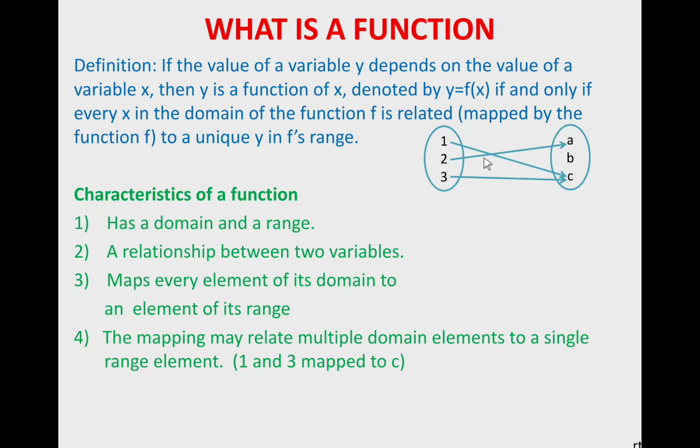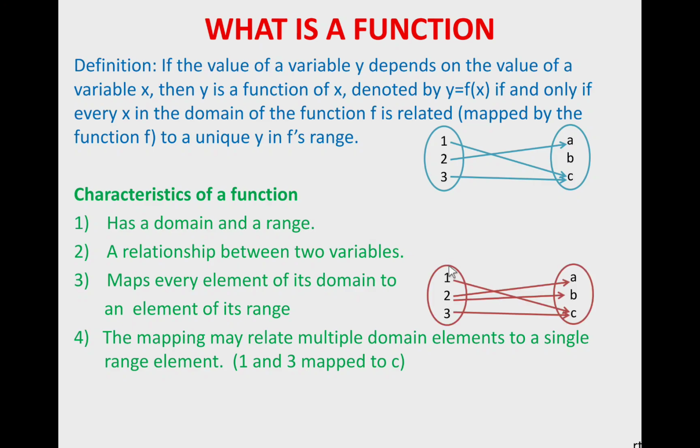So here are multiple domain elements, 1 and 3. 1 and 3 are mapped to C. So this is satisfied here. So it's possible that we map more than one element of the domain to the same element in the range. As a matter of fact, we can map all the elements of the domain to a single element of the range, and it's still a function. So this condition is satisfied so far. Is there any other condition?